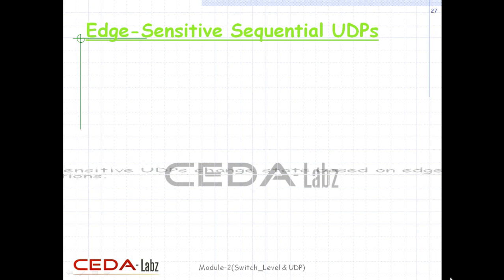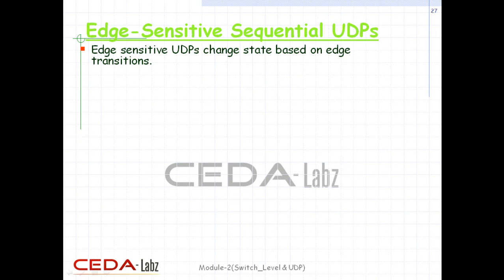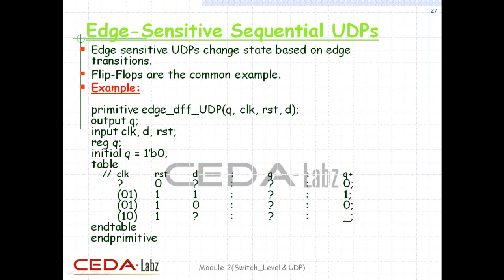Edge-sensitive sequential UDPs change state based on edge transitions and or input levels. Edge-triggered flip-flops are the most common example of edge-sensitive sequential UDPs. This is how we represent clock transition. Writing 0, 1 is a positive edge transition of clock, and writing 1, 0 is a negative edge transition of clock. So, on the positive edge of clock, that is, a transition from 0 to 1, Q gets the value of D. If clock transitions to negative edge, it does not change the value of Q. Also, if D changes when clock is steady, Q holds its value.